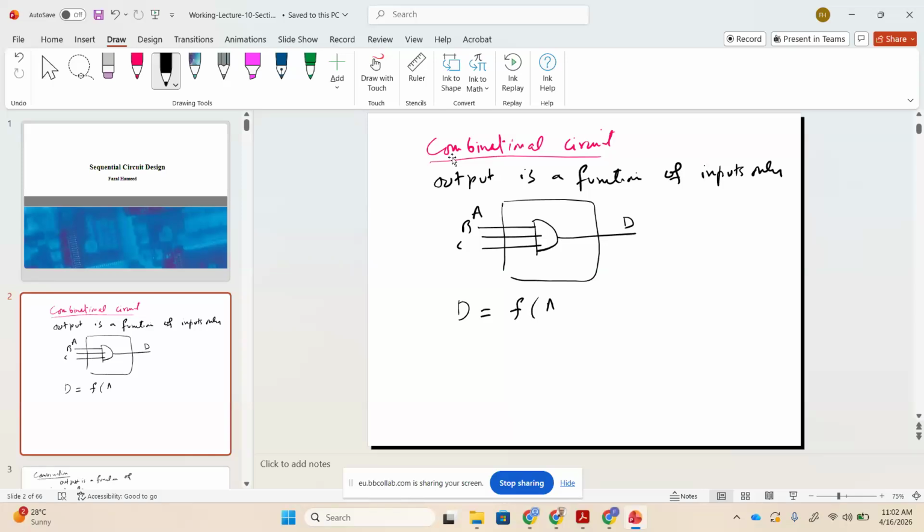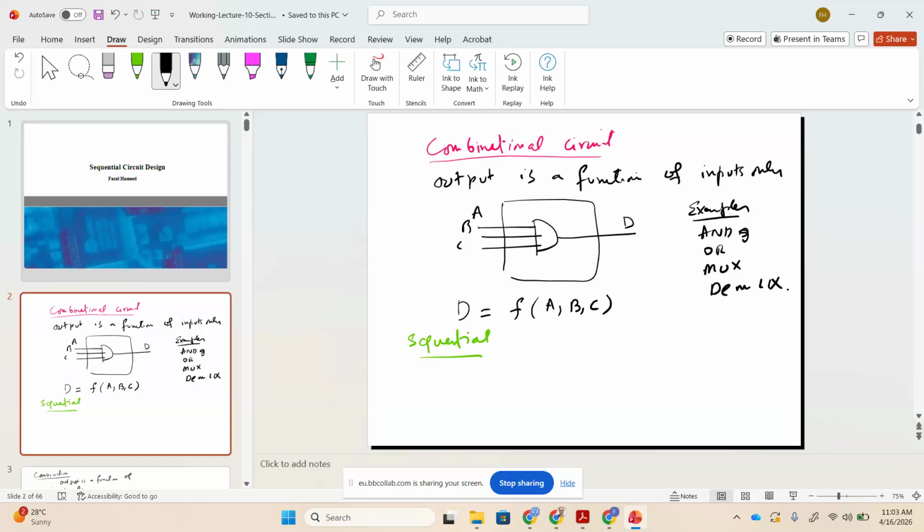So in this case, D is a function of A, B, and C. The output is a function of the inputs only, so this is a combination circuit. What are examples of combination circuits? AND gate, OR gate, multiplexer, demultiplexer. All the topics that we covered until now are combination circuits: encoder, decoder, priority encoder, all of them.